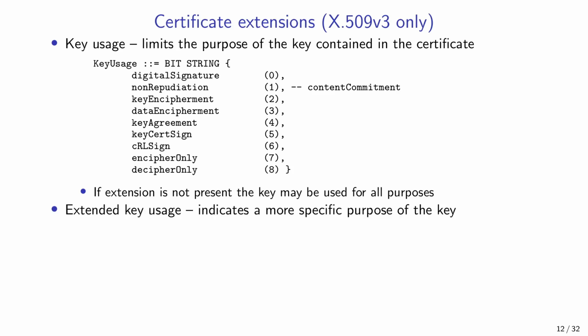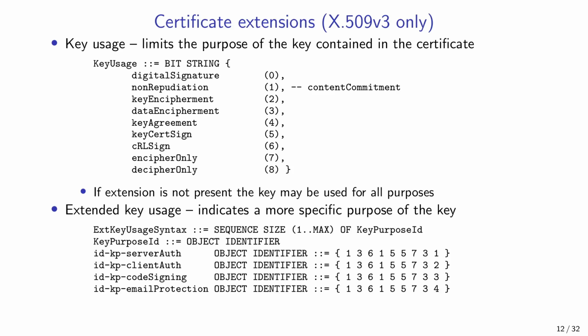The extended key usage extension indicates a more specific purpose of the key. Here are some standard key usages defined by an object identifier. Server authentication, client authentication, code signing, email protection, and so on. If you create your own application or protocol, you can register an object identifier and put it in the certificate, defining that the certificate can be used only in the context of your specific application. Okay?